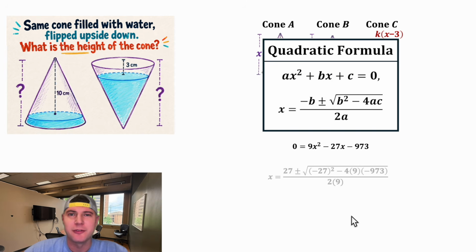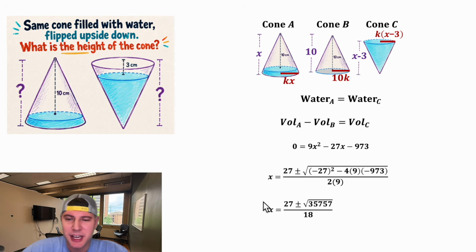Now from here, I don't think there's an easy way to factor this, so let's try the quadratic formula. It'll be negative b plus or minus square root of b squared minus 4 times a times c, whole thing divided by 2 times a. And after we do all this, we end up with x is equal to 27 plus or minus the square root of 35,757, whole thing divided by 18. And after we do this, we end up with approximately 12.005 and approximately negative 9.005.